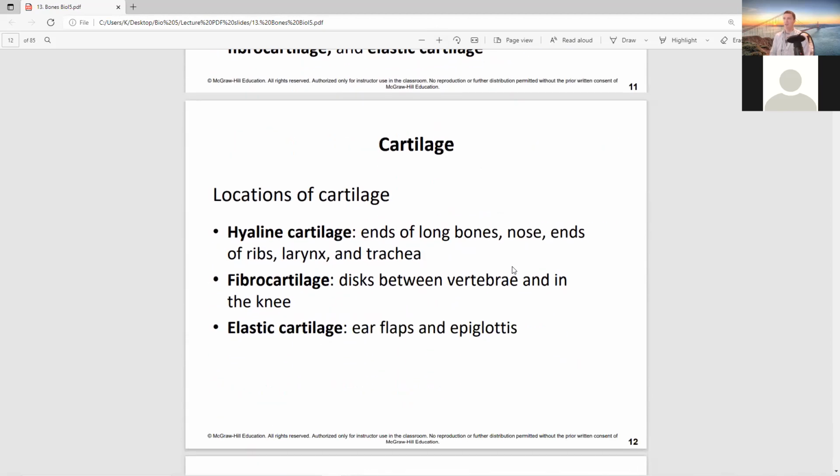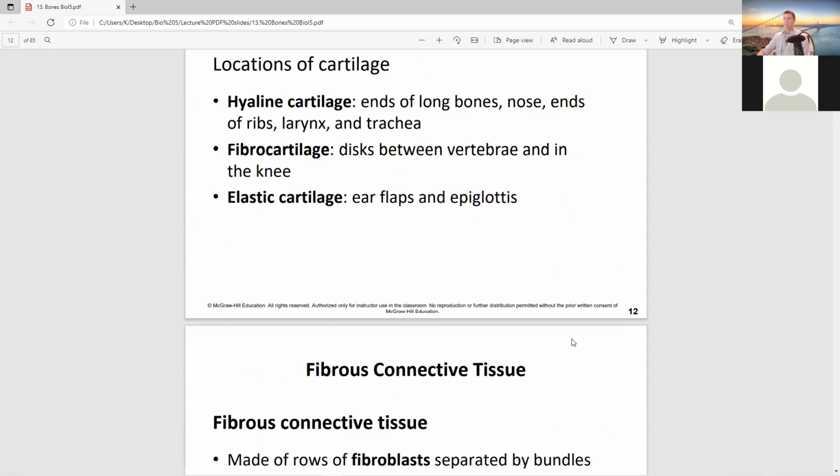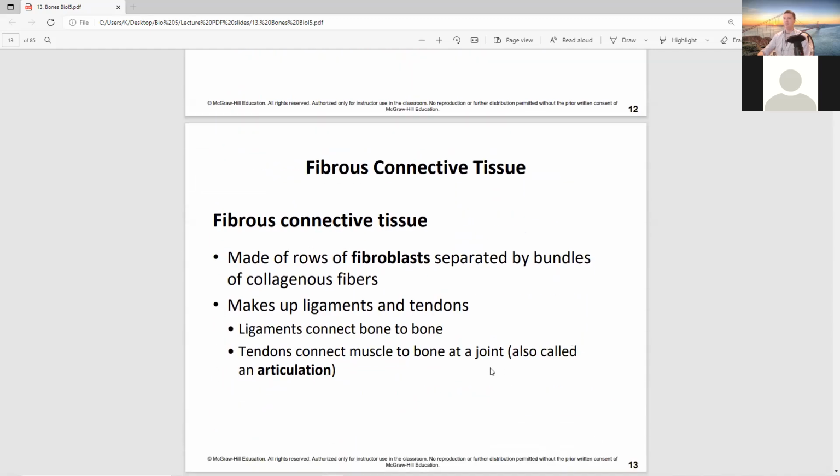Hyaline cartilage is at the ends of long bones, the nose, the ends of ribs, the larynx, and the trachea. Fibrocartilage is the disc between vertebrae and in the knee. Elastic cartilage is the ear flaps and the epiglottis. Fibrous connective tissue, made of rows of fibroblasts separated by bundles of collagenous fibers, makes up ligaments and tendons. Ligaments connect bone to bone. Tendons connect muscle to bone at a joint, also called an articulation.